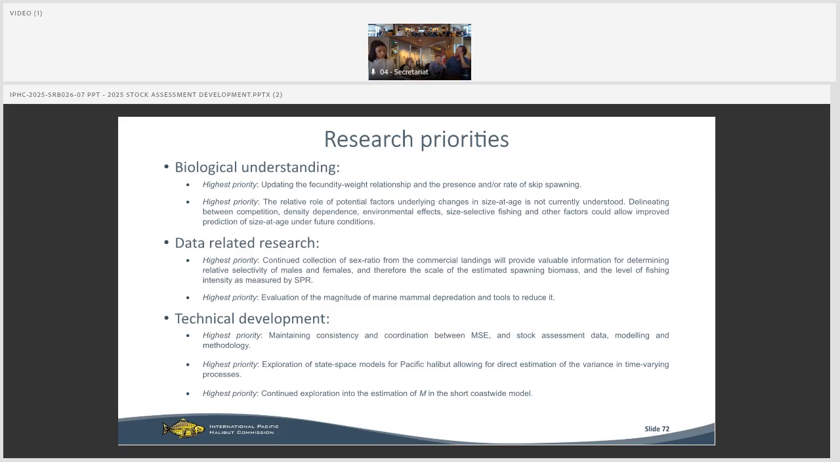Where would the true random effects state-based model be most beneficial? Recruitment, selectivity. So that suggests maybe not coast-wide short. Well, or maybe. I mean, we still have time-varying selectivity there. It's just asymptotic.